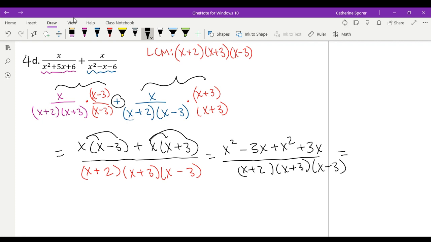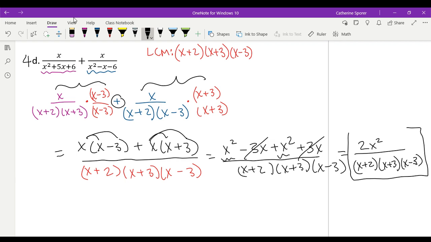And then we can just combine some terms in the numerators. We have x squared plus x squared, that's 2x squareds. And then negative 3x plus 3x cancels when we combine like terms, and we have the same denominator. And nothing cancels from this denominator. We can't factor the top to try to cancel anything. So this would be our final simplified answer.